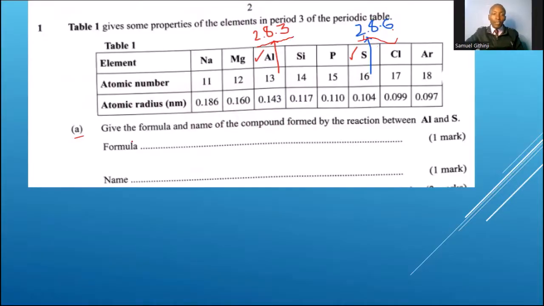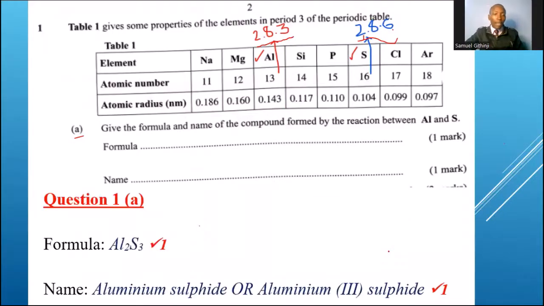So with that, the formula will be aluminium taking up the 2 from sulfur, that is the exchange of the valency, and sulfur taking up the 3. So the formula will be as it is given: Al2S3, aluminium with 2, sulfur with 3. The name of this is aluminium sulfide.